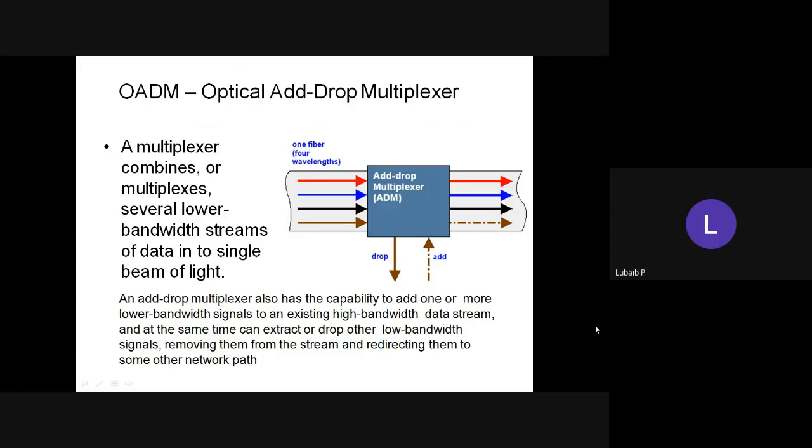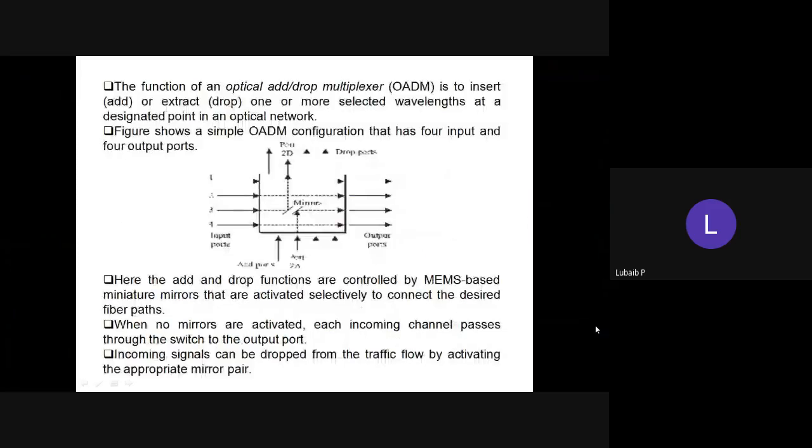You can see in the figure that there is an option to add or drop to an existing wavelength, that is, one fiber for the wavelength. There is some existing bandwidth, an existing wavelength. Along with that, we can add one or more different wavelengths, or drop. At the same time, it can extract or drop other low bandwidth signals, removing them from the stream and redirecting them to some other network.